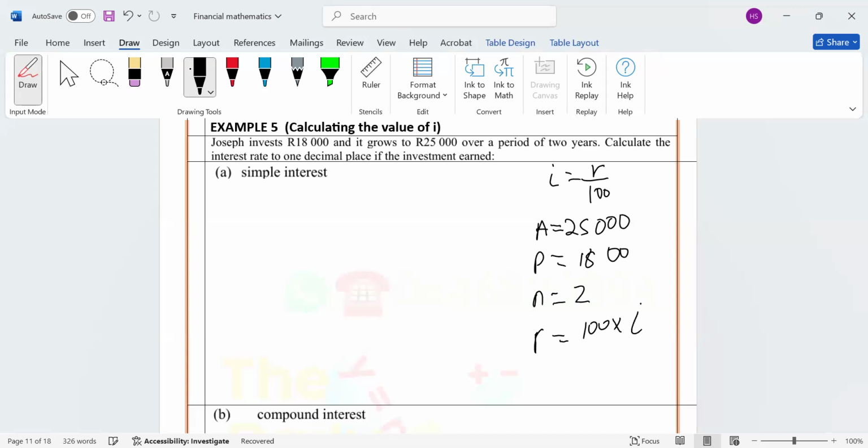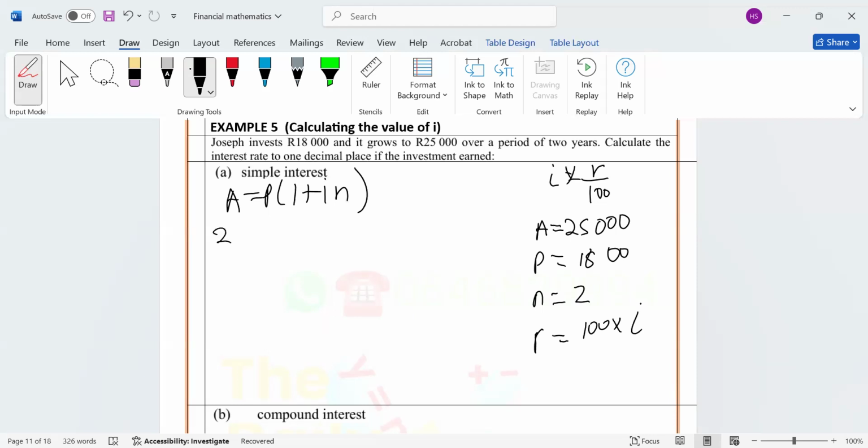How do I know that? Look at this. If I cross multiply, I'm going to be left with R. So that's what I'm looking for. Let's get down to business then. The formula that we have says A is equal to P times (1 plus IN). Everyone is still happy? Yes. Okay.